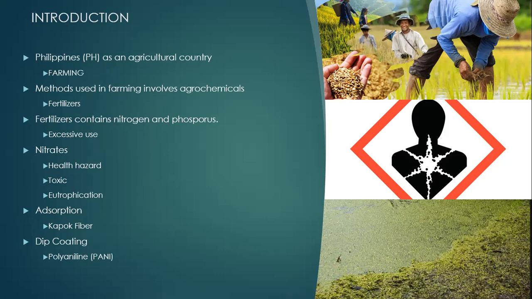Tapos unahin nyo guys na sa nitrates. Second page na po yun, Doc. Guys, dito, kasi sa first page, etong slide na to, dito sa intro, you'll be tackling Philippines is an agricultural country. Methods involves fertilizers. Fertilizer, may nitrogen, may phosphorus. Nitrogen means nitrates. So excessive nitrate use is toxic to both the environment and humans.